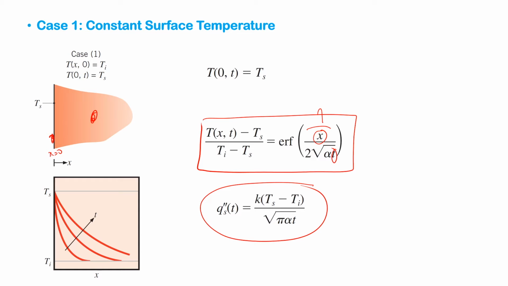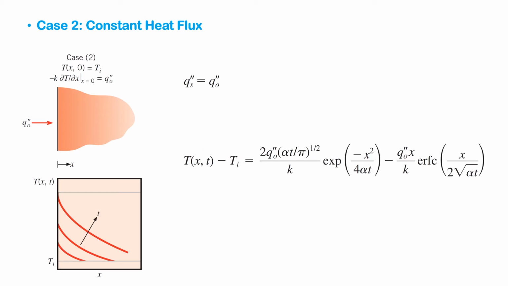So for case 1, in most cases, if you have a semi-infinite object and one side of the object is at a constant temperature, the solution is here. It's always the same. It's not going to change.